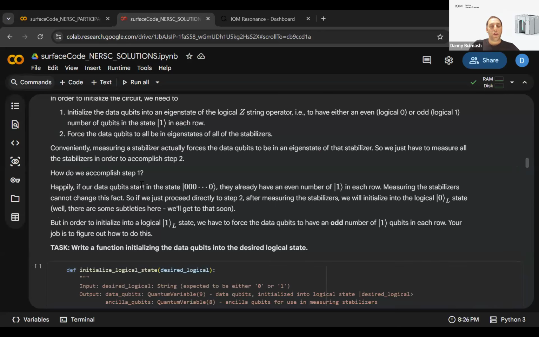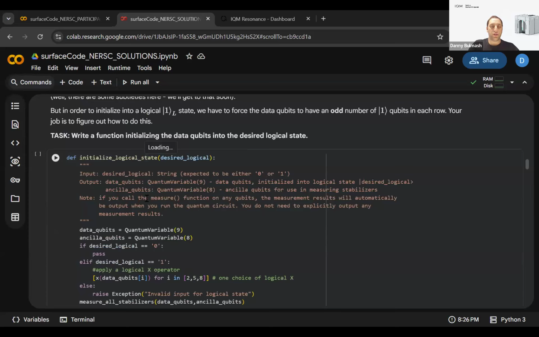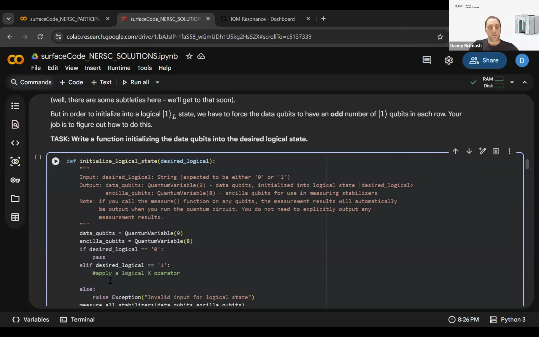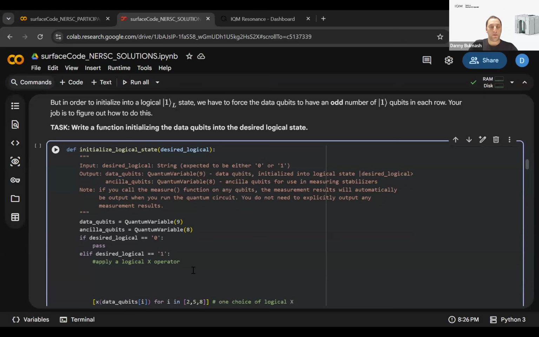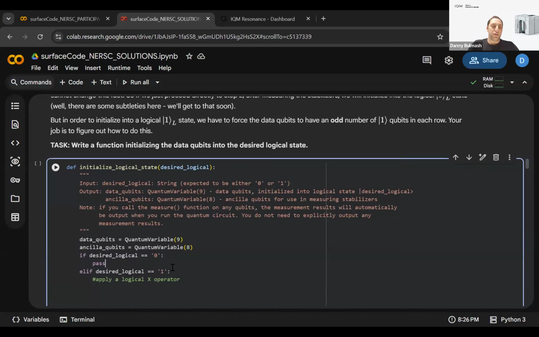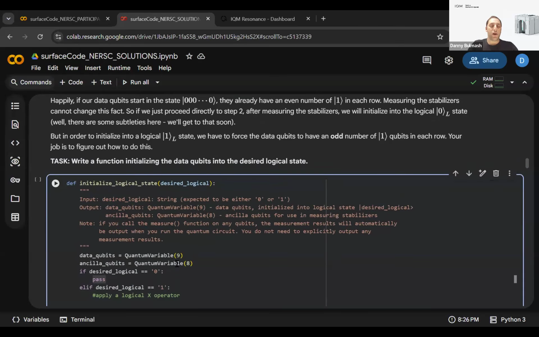Okay. So now we're going to talk about initialization. Let me delete this, hide this for the moment. So what do we want to do? What did we talk about doing when we initialize? In order to initialize, we start by creating data qubits. The way we create our data qubits is as a quantum variable, so that's basically just a list of 9 qubits. And here are our ancilla qubits. So we're going to create the qubits.